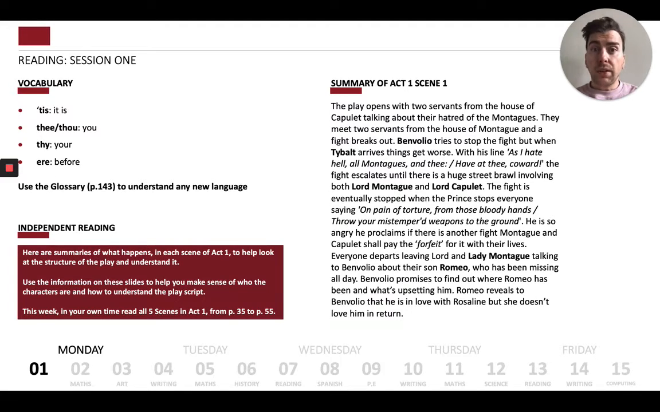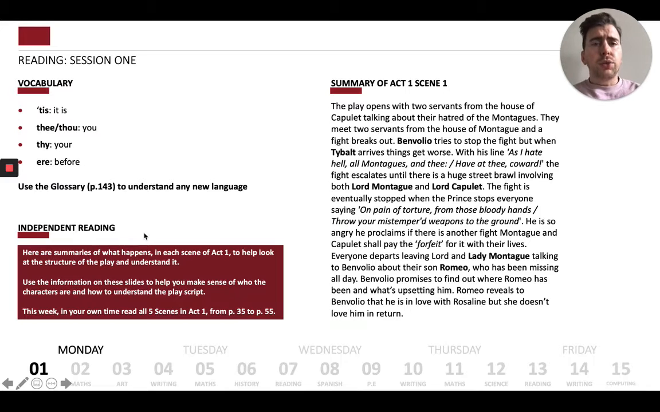There are many other words you might stumble upon. I did as well. So in the back of your play, go to page 143 and there is a glossary, and it has a huge list of words which are unusual that you might need to check upon. Okay, so if you get stuck at a word, look in the back at page 143.